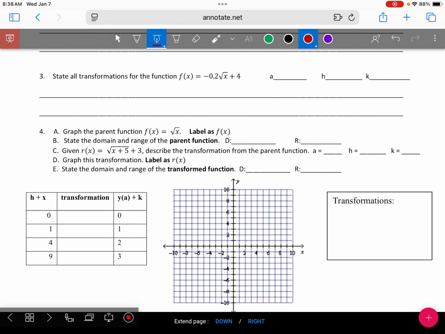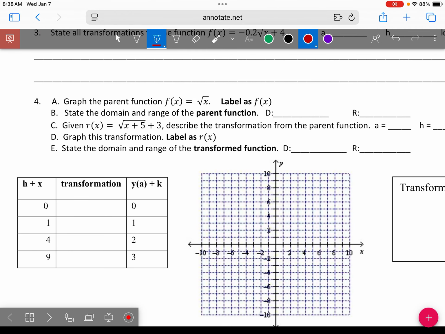So we're on number 3. Sorry, not number 3. We're on number 4. So the first thing it asks us to do is graph the parent. So that's 0, 0, 1, 1, 4, 2, 9, 3. That's what we've been doing. So let's go ahead and do it again right here.